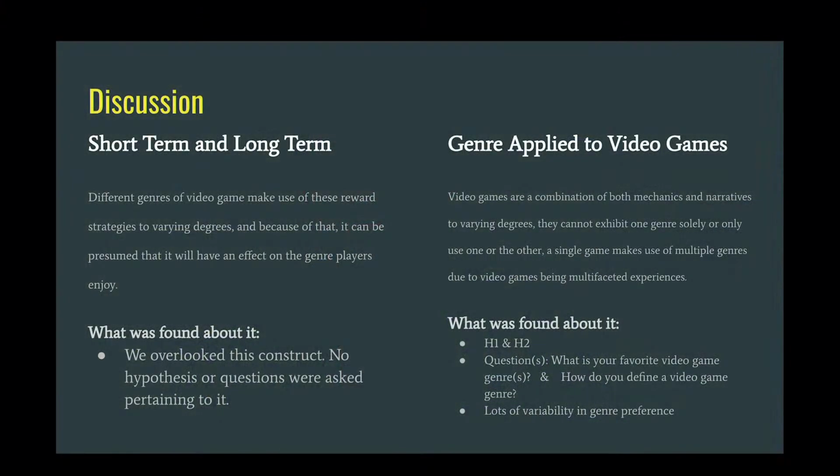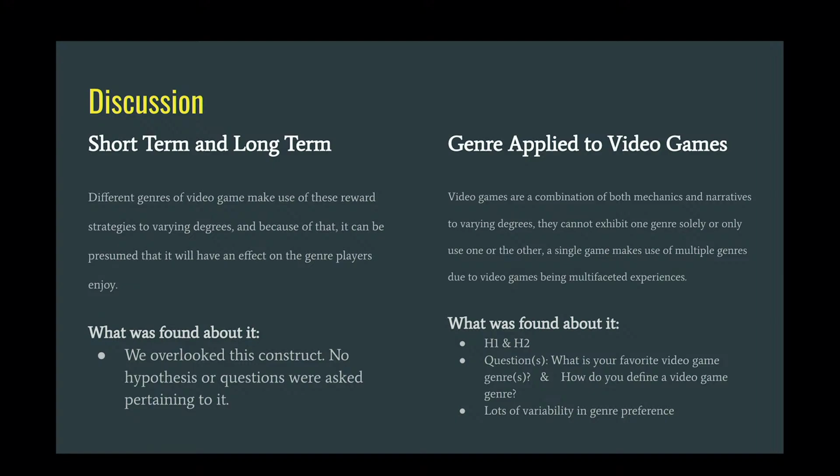The next construct we looked into was short-term and long-term. Basically, different genres in video games make use of these reward strategies to varying degrees. Whether it be spinning a wheel on a mobile game for gambling, getting kills in a first-person shooter, or going on a long quest or solving puzzles. These things give you different amounts of dopamine, and that'll have an impact on what genres you like. For this, we overlooked this construct. No hypothesis or questions were asked pertaining to it.